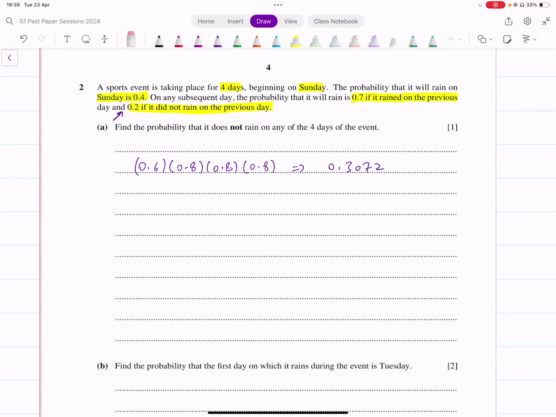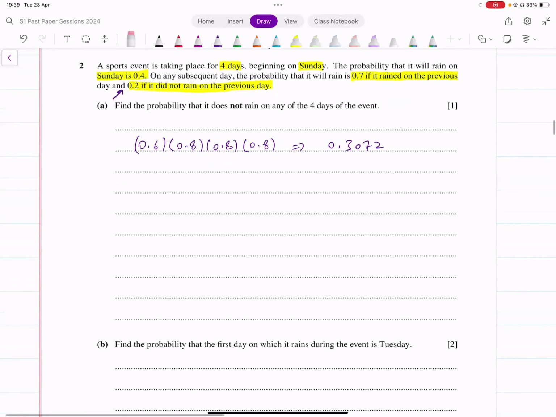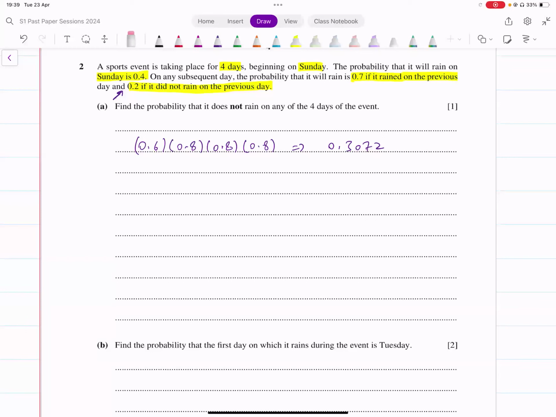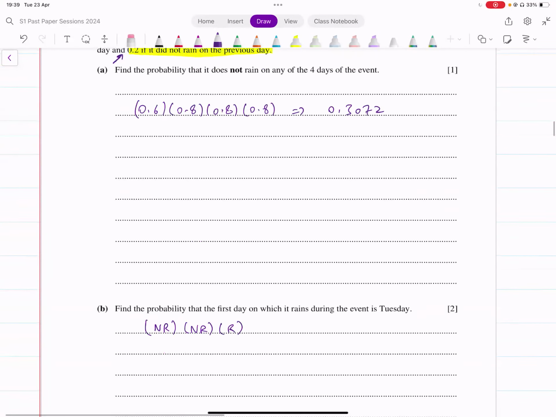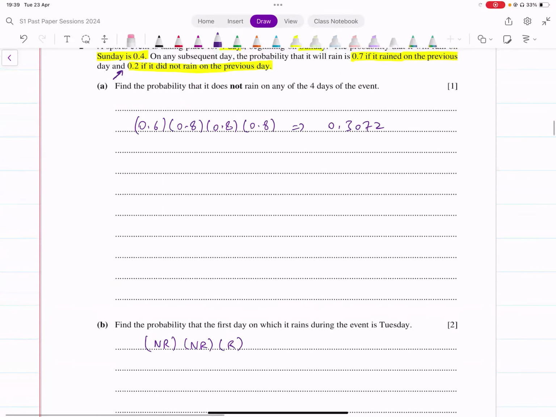Now it says, find the probability that the first day on which it rains during the event is Tuesday. Probability that the first day on which it rains is Tuesday. That means, what's the probability that it does not rain on Sunday? So no rain on Sunday, and then no rain on Monday, and then rain on Tuesday. We don't care what happens after that. We're just talking about Tuesday. So the first day of raining is Tuesday, okay?